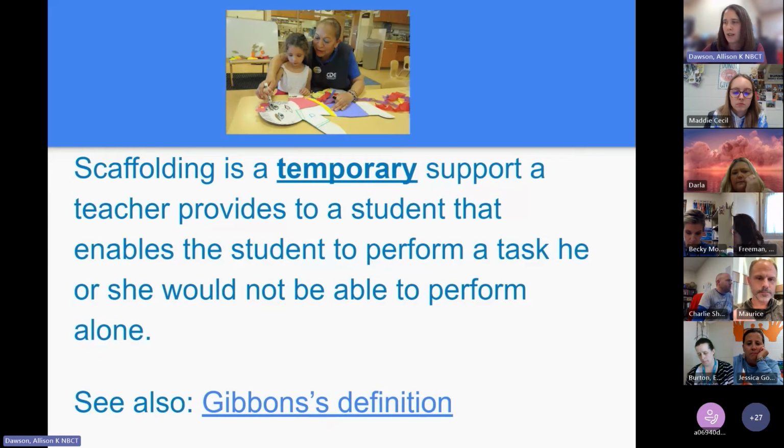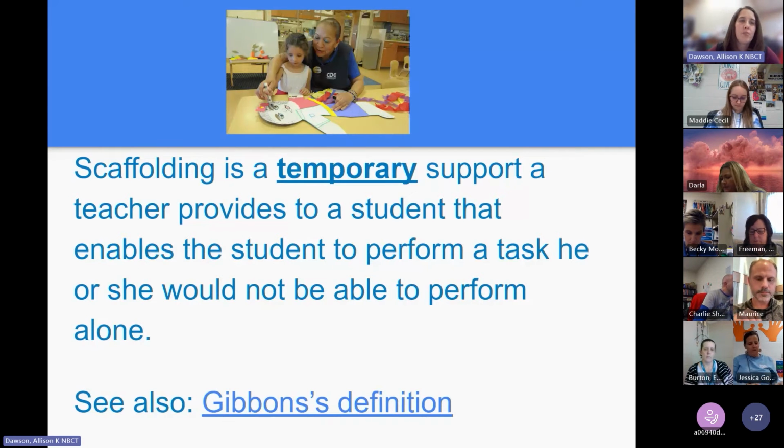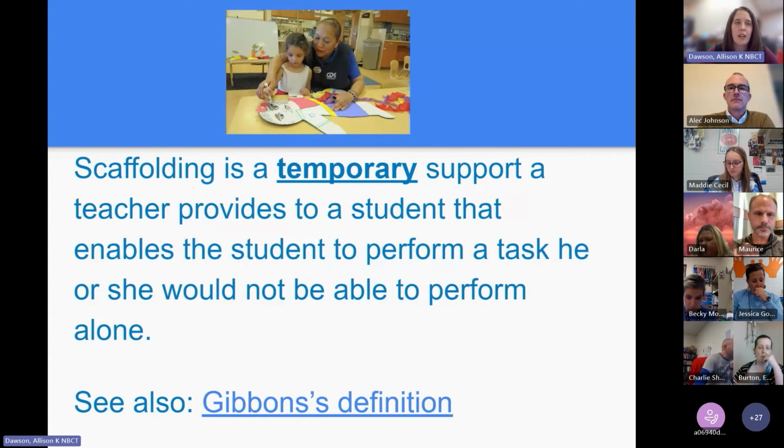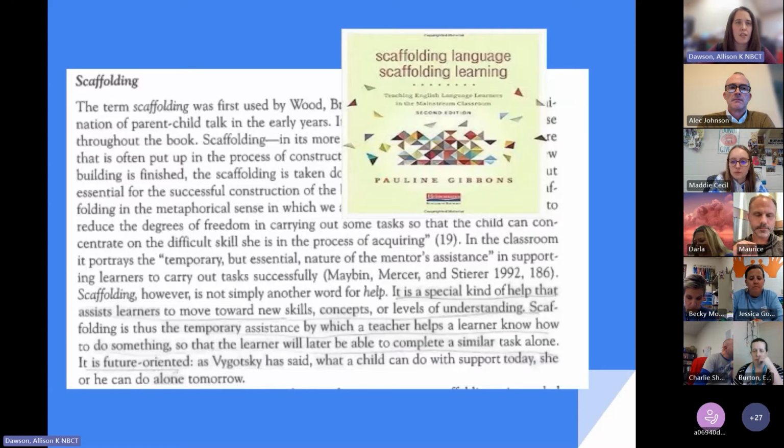Our text on page 60 in our book, chapter 3, said that scaffolding is a temporary support a teacher provides to a student that enables the student to perform the task he or she would not be able to perform alone. Our book also, right underneath that, quotes Pauline Gibbons. She wrote a whole book on scaffolding. There's a picture of it. It's called Scaffolding Language and Scaffolding Learning.